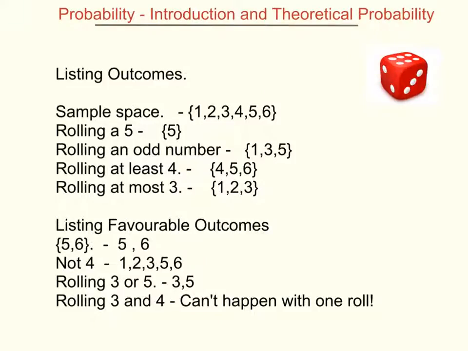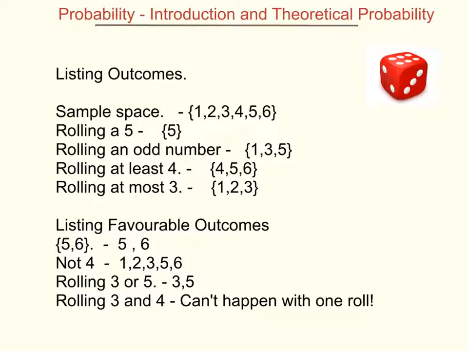One of the things you need to be able to do is list outcomes, and that is, say what could happen when you roll a dice or flip a coin or whatever. So the first thing we're going to look at is rolling a dice and look at some events. If I roll this die, the sample space is all the things I could have, which is 1, 2, 3, 4, 5, 6. If my event is to roll a 5, the only thing that will make that true or be favourable is rolling a 5.